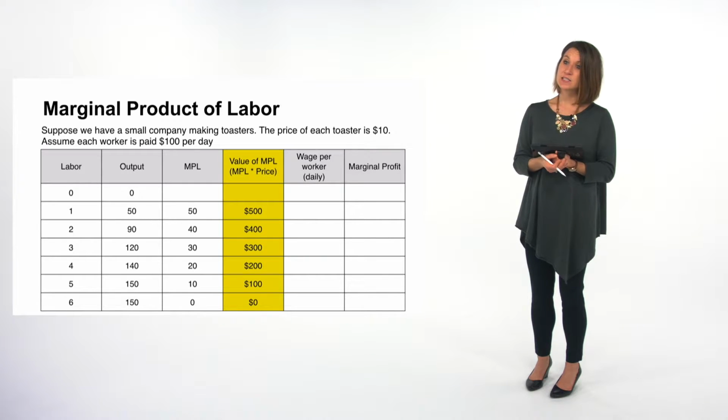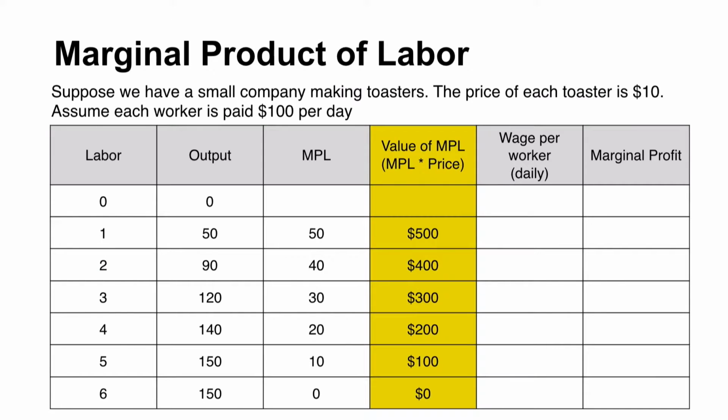What this is telling us is it's giving us a dollar figure for the contributions that the additional worker adds to the firm in additional production. So if each worker is adding 50, 40, 30, 20, and 10 additional toasters in production, then multiplying by the price of toasters of $10, that tells us that the first worker adds $500 worth of value to the firm.